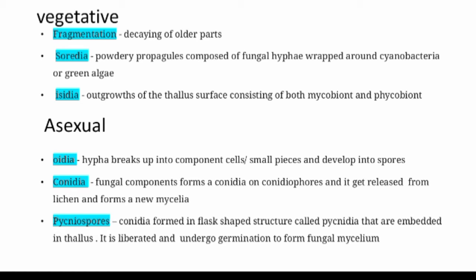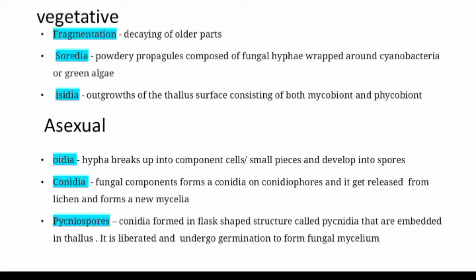Vegetative reproduction: the decaying of older parts and break into smaller parts, with the smaller parts later developing into the new lichen thallus. Soredia: powdery propagules composed of fungal hyphae wrapped around cyanobacteria or green algae. Isidia: outgrowths of the thallus surface consisting of both mycobiont and phycobiont.